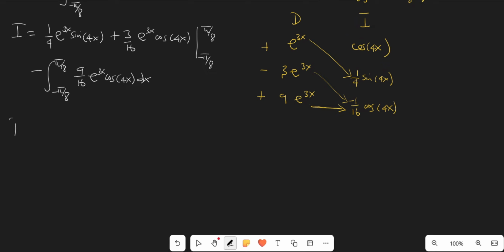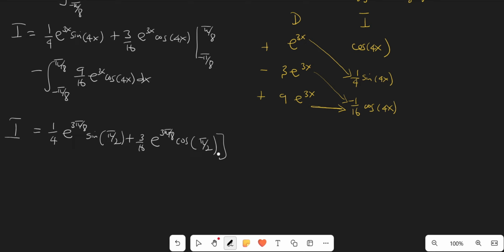Cool stuff. I is going to be equal to, now let's plug in the limits, shall we? This is going to be 1 over 4 e to the 3 pi over 8. I'm plugging in the upper limit, and then sine of 4x. 4 times pi over 8 is going to be pi over 2, plus 3 over 16 e to the 3 pi over 8, and then cosine of 4x. 4x is going to be pi over 2. That is 4 times pi over 8, which is pi over 2.